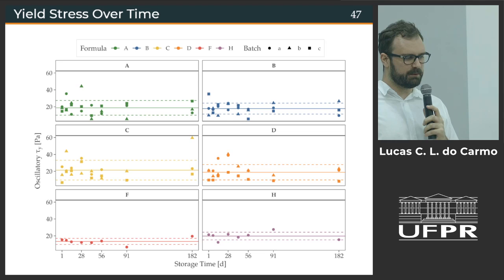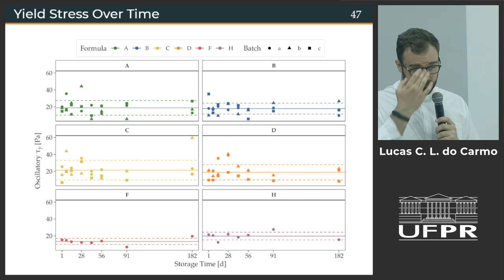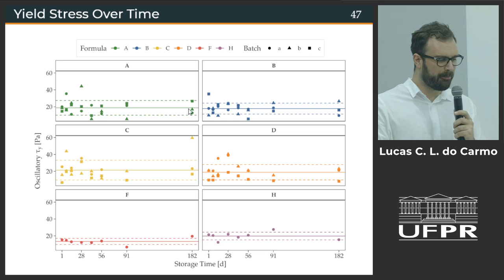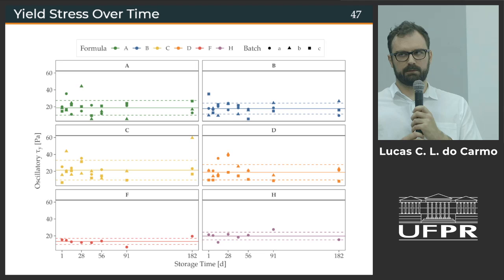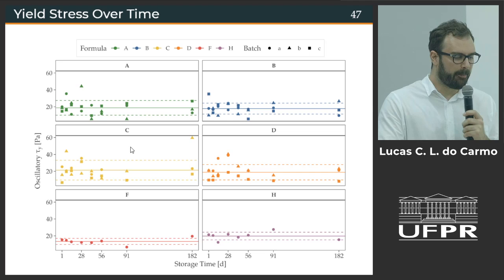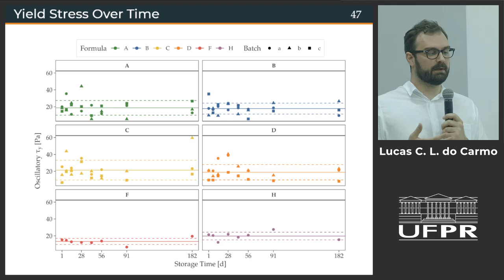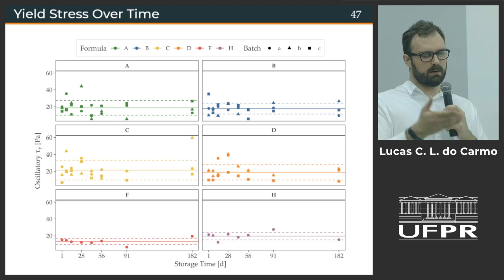Here we can see that the yield stress does not show any trend of changing over storage time. The solid line represents the average of all the values, and the dashed line represents plus or minus one standard deviation. We can see that all of the formulas don't show any trend of oscillatory yield stress over the storage time, and the differences between them are not very significant. So over time, we saw no relationship to the yield stress, and we also could not conclude that the formulations, the creams, had different properties using only this parameter.